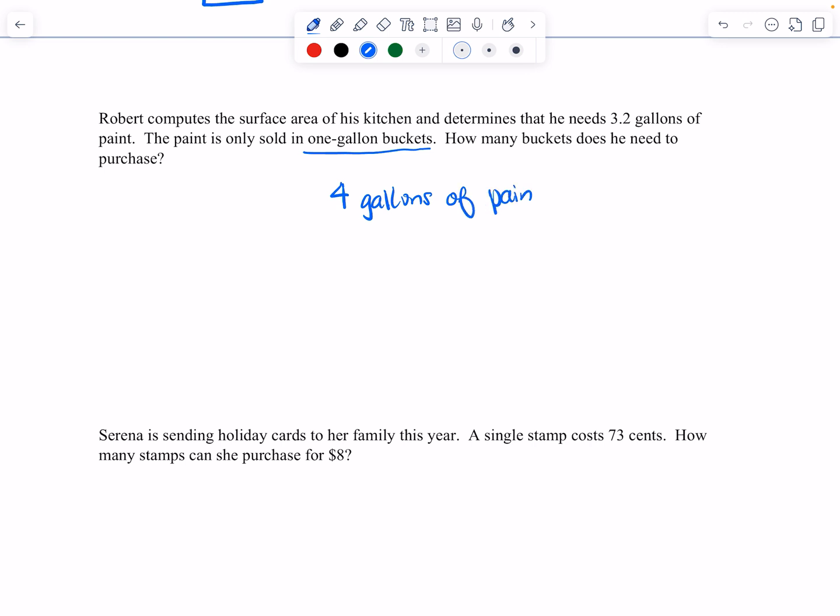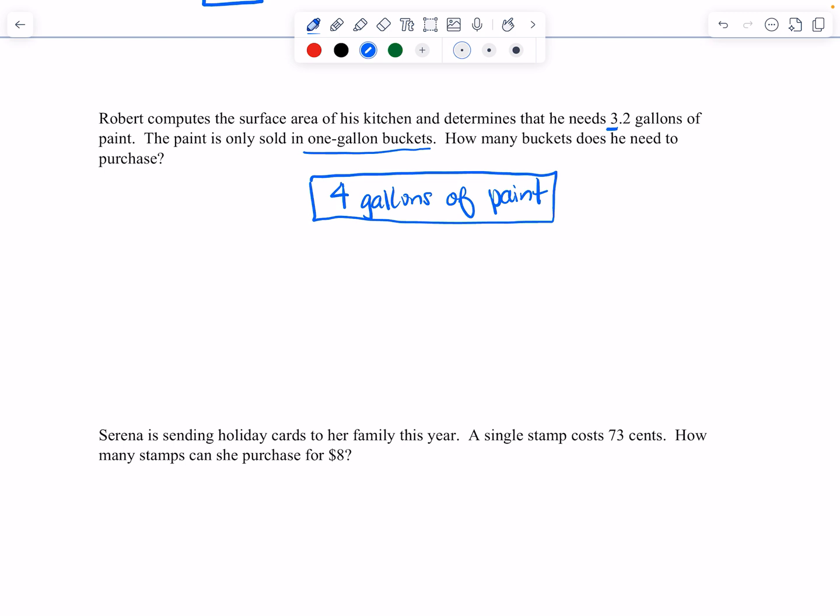So this is an example where the 3 was the whole gallon, right? And the 2 was in the tenths place, and 2 is less than 5, so we should leave it alone. However, if we're talking about paint, if he only buys 3 gallons of paint, he's not going to have enough to cover the surface area of his kitchen. So that's why he needs 4 gallons of paint.